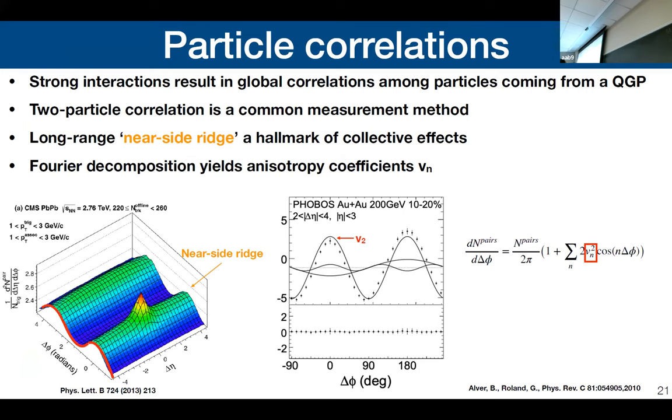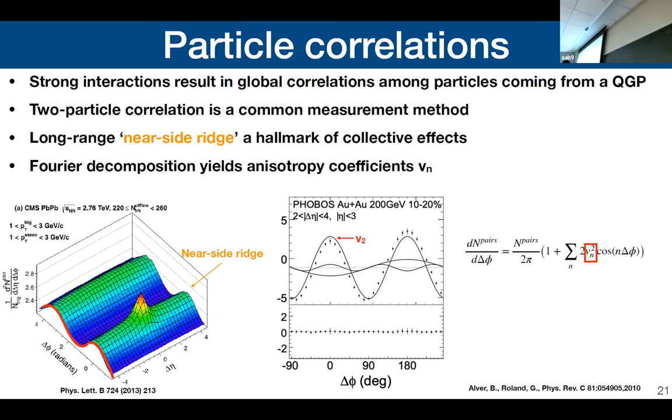Okay. So at 0, 0, that means you're most likely to find a particle right next to the particle you're looking at, and further away, you can see that the probability is actually very non-trivial. There's a non-trivial structure with kind of a sinusoidal behavior along this red line out here. So this front part of the sinusoidal wave is known as the near side ridge. Okay. The back half can be explained with other effects, but the near side ridge is something that is a hallmark of collective effects and this hydrodynamic behavior that I mentioned.